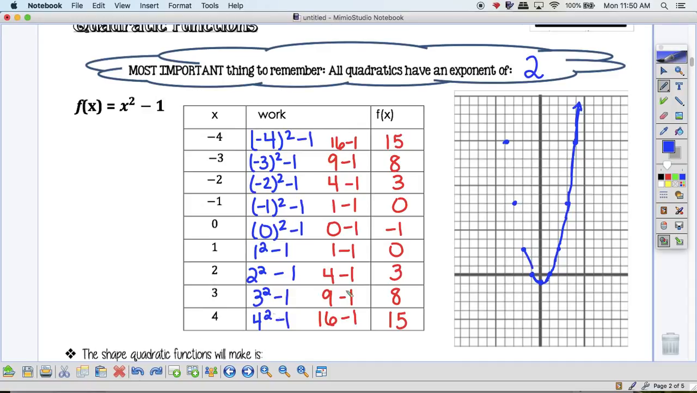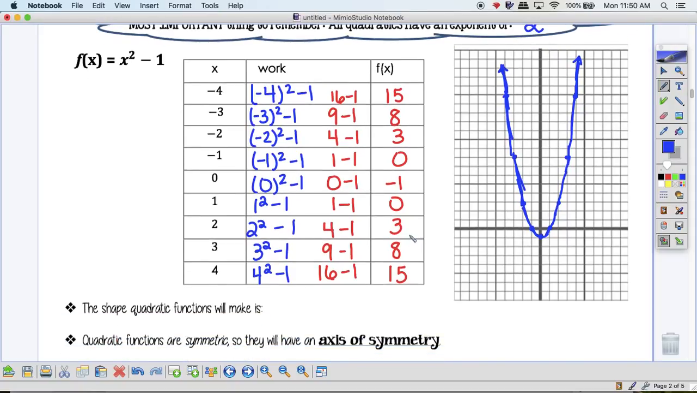Does anybody know what the proper name for a graph that makes this U shape is? The proper name is a parabola. It's hard for me to draw on this thing. Okay, so the shape that it will make is a U shape, which is called a parabola. And again, it is not a V shape, it is a U shape.